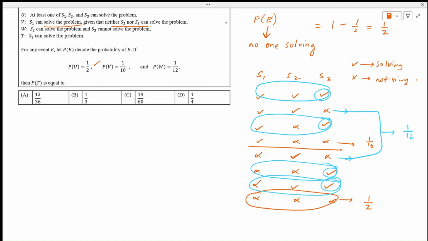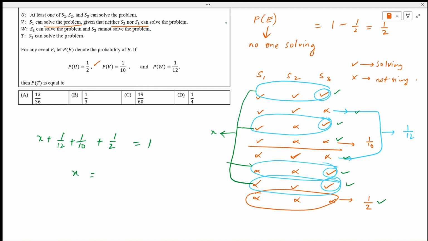So let us assume the probability of these four cases is equal to X. And we know that the sum of all probabilities is equal to 1. So X plus, we are done with this, and this. And let us take these two, which is 1 by 12 plus this is 1 by 10. And the final case is 1 by 2. That should be equal to 1.